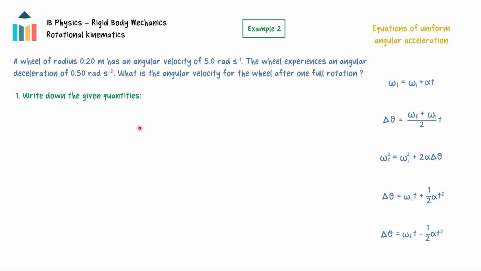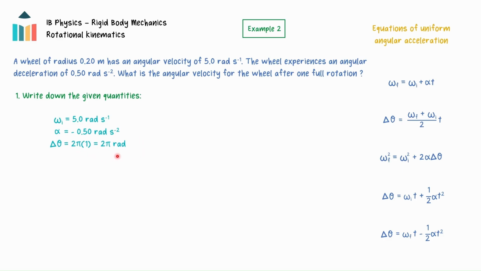Step 1 is to identify the known quantities. The initial angular speed is 5.0 radians per second. The angular acceleration is negative 0.5 radians per second squared. The negative sign is here because the wheel is slowing down, so the angular acceleration is in the opposite direction to the initial angular velocity. Delta theta is given as one rotation, but we need to convert this to radians so that the units are consistent.